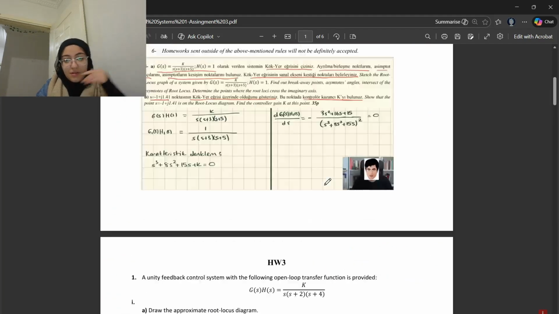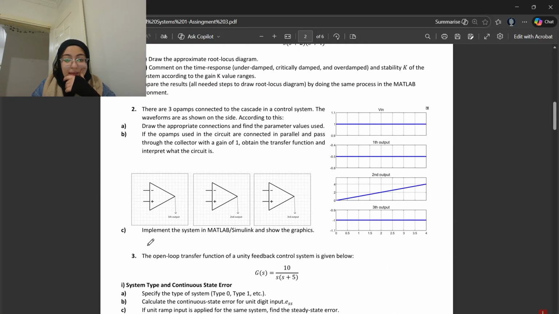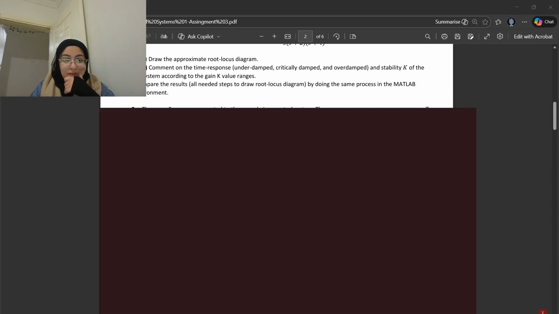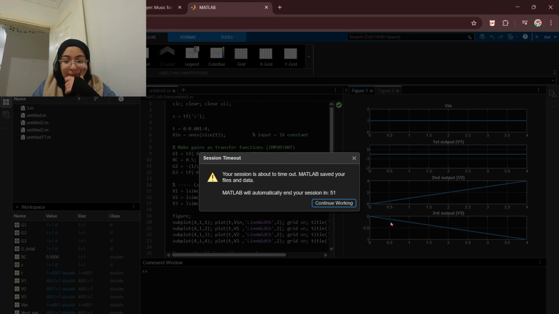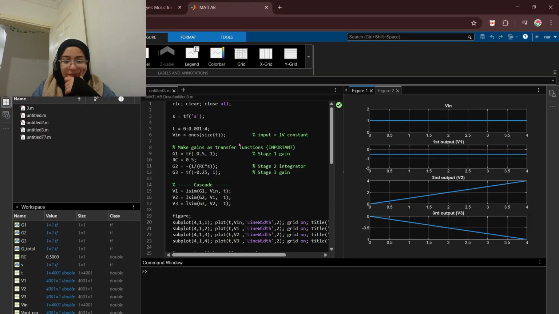Let's see the third part, which is related to MATLAB. Implement the system in MATLAB Simulink and show the graphs. The same graphs I noticed here in MATLAB. Okay, here's the code, and here are the figures. The same, the Vn is 1, the V1 is minus 0.5 here, and the output is from 0 to 4, and here is the integrator amplifier, and here is also the final one. Moment.